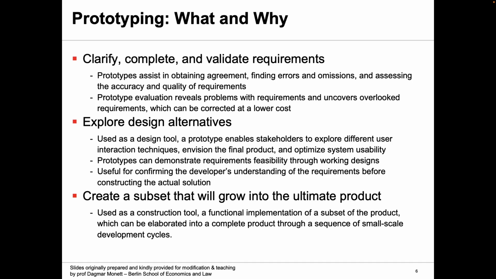Next, it creates a subset that will grow into the ultimate product. Watching people interact with that prototype model of the smart city helped the tech companies and the researchers understand a lot of questions as to how the ultimate product is going to take shape. So to say that a prototype is a subset which ultimately grows into the final product is a really good way to describe it.